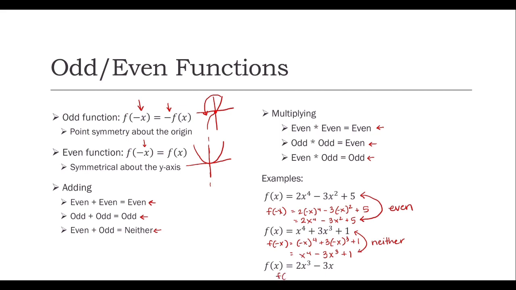Finally, for this last one, we'll plug in negative x. So we get 2 times negative x cubed minus 3 times negative x. So our 2 times negative x cubed is going to be a negative 2x cubed. So then our negative 3 times a negative x will be a plus 3x. If we pull a negative out from here, we get negative 2x cubed minus 3x. And this here was our original function multiplied by a negative, so this is going to be an odd function. So that's how you figure out if a function is even or odd.